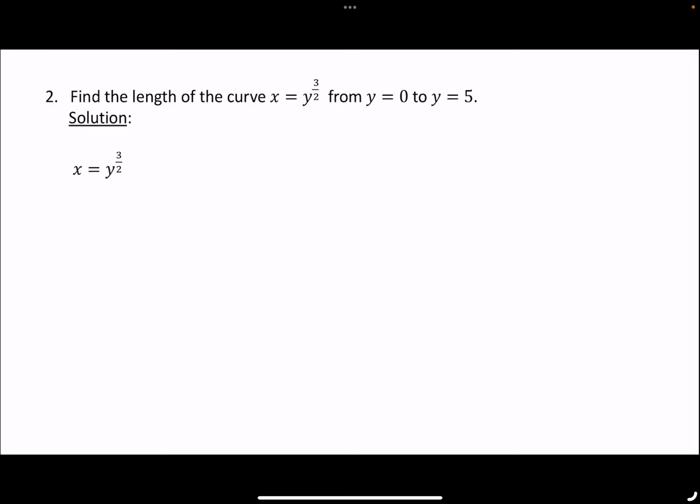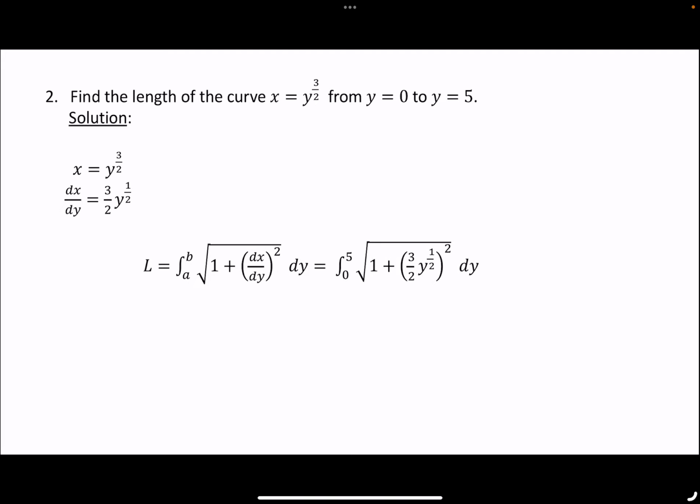So that would be 3 over 2 y raised to 3 over 2 minus 1. So 3 over 2 times y raised to 1 half. We are going to square this, so it would be 9 over 4 y. So we're going to integrate from 0 to 5 the square root of 1 plus 3 over 2 y raised to 1 half squared dy. Thus, we have the square root of 1 plus 9 over 4 y dy to be integrated from 0 to 5.